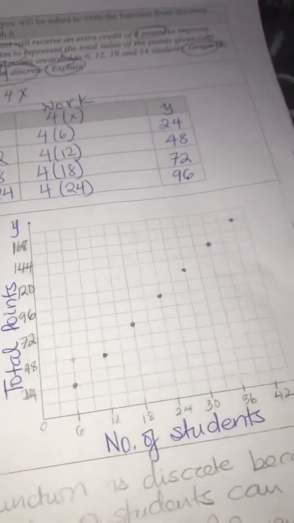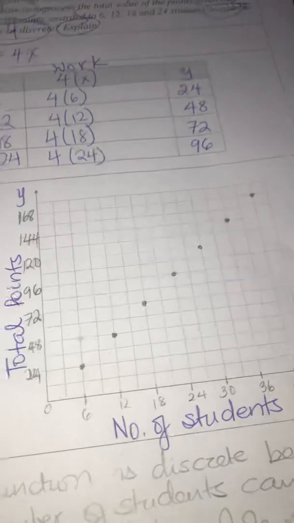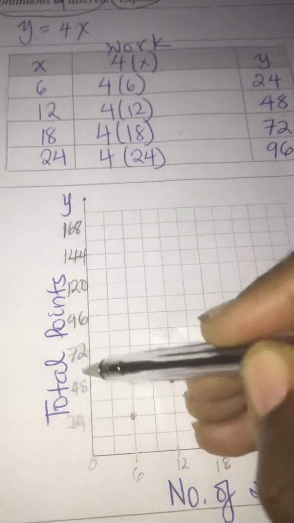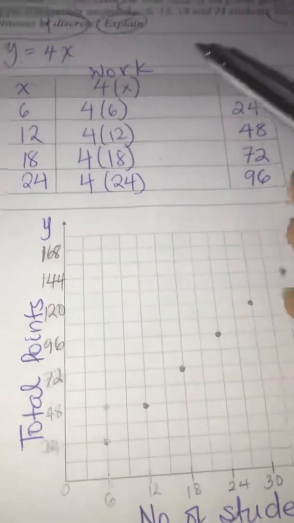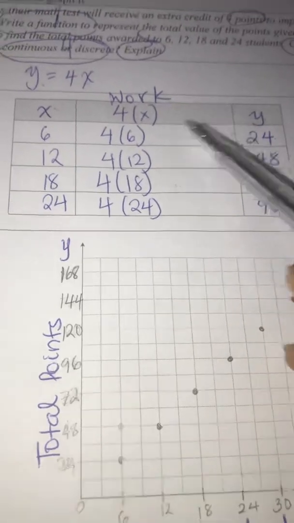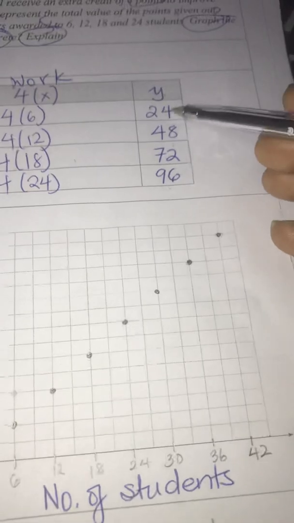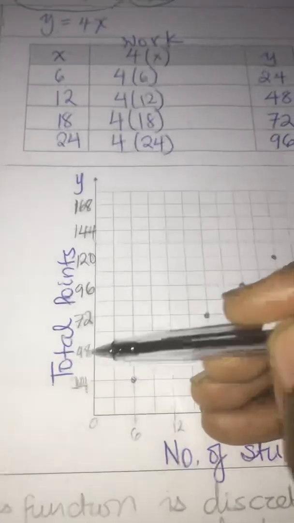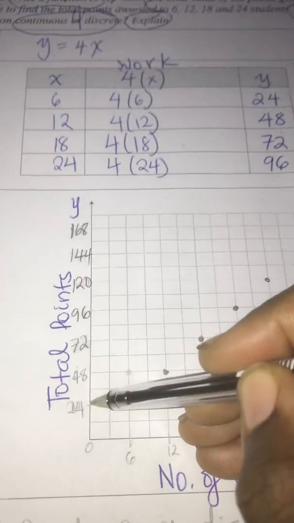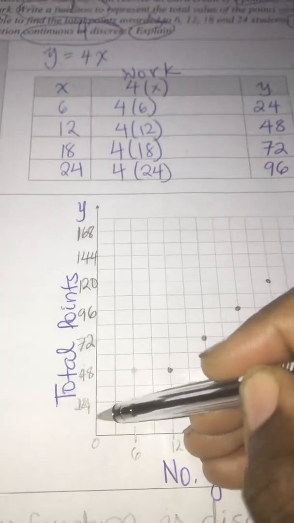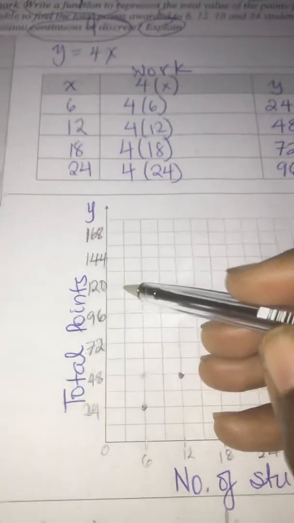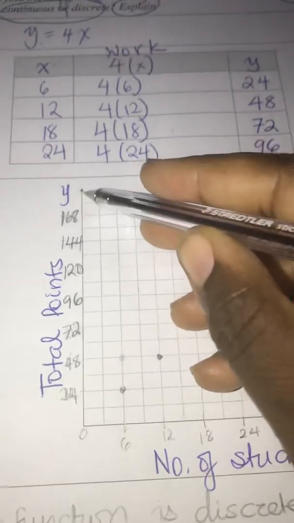Okay, graph the function. So I had a graph. I decided to go by 6 on the x, and I decided to go by 24 on the y, because I didn't have a y-intercept, okay? And all these numbers are multiples of 24. So I said every 2 boxes is 24, or every 1 box is 12, okay? So that's what I did.